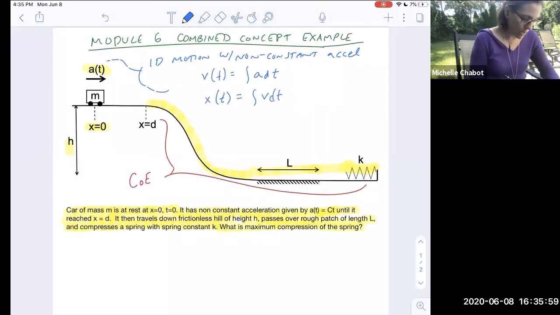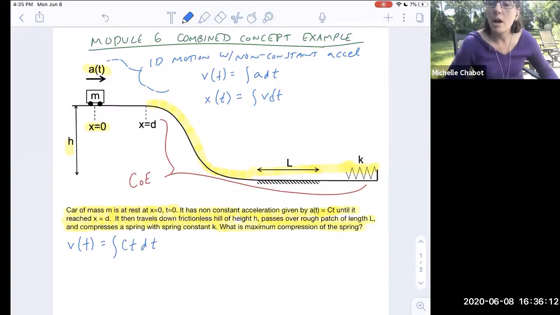So the first one would be that we can get the velocity as a function of time on top of the hill, which would be equal to the integral of the acceleration, so c times t, and then dt. So that came from the one that was given. And so this velocity as a function of time, because it starts from rest, there won't be any constant of integration, it'll be 0. So that's going to be equal to ct squared over 2.